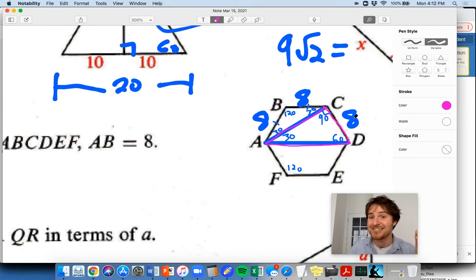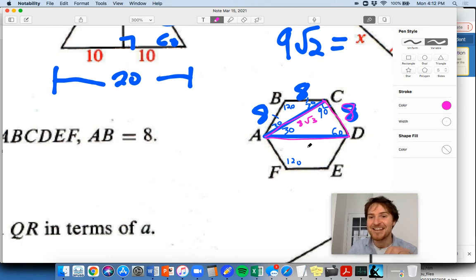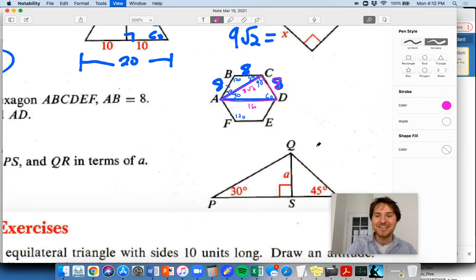AC is the longer leg. That's nice. We have the shorter leg. The shorter leg is 8. Longer leg is 8 root 3. And AD, which is the hypotenuse of this 30, 60, 90, is 16. Huzzah, right? Sweet. You feel good when you get a problem like that.